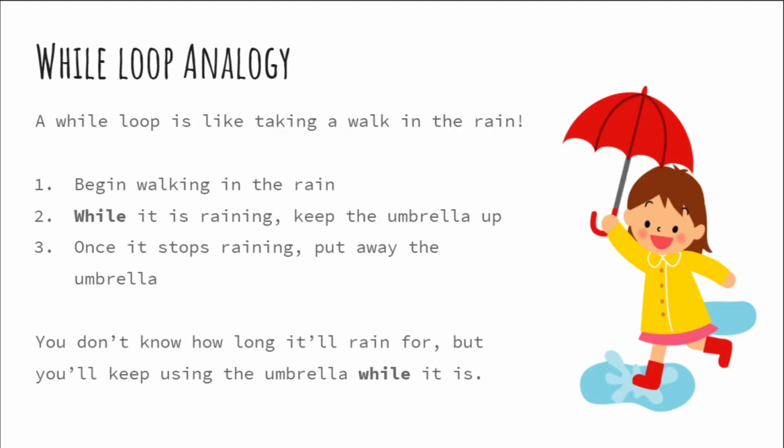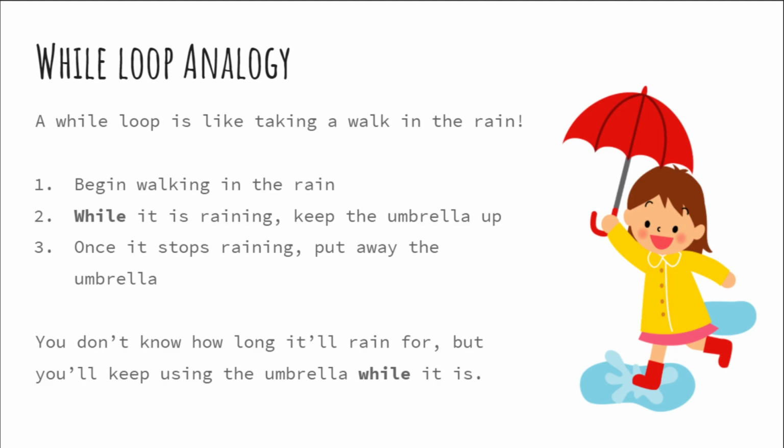It's a bit like taking a walk in the rain. When you go walking in the rain, you start walking, and while it is raining, you keep your umbrella up. Once it stops raining, you put away your umbrella. That middle step is the while loop that we would have here.